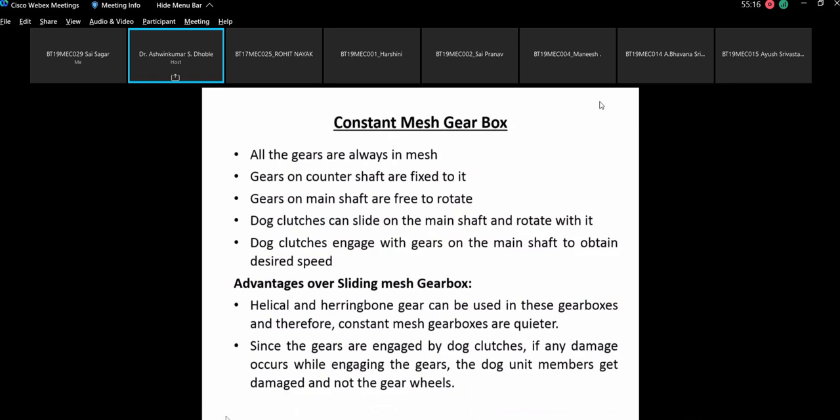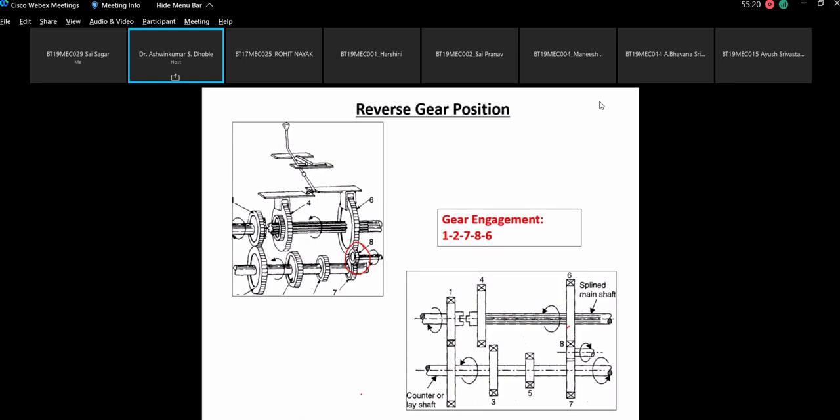Now we will discuss the constant mesh gearbox in the next class, but we are going to see what are the problems with the sliding mesh gearbox, why we want to shift to the constant mesh gearbox in the next class, and what is the configuration of the constant mesh gearbox. Okay, so with this we'll stop here.